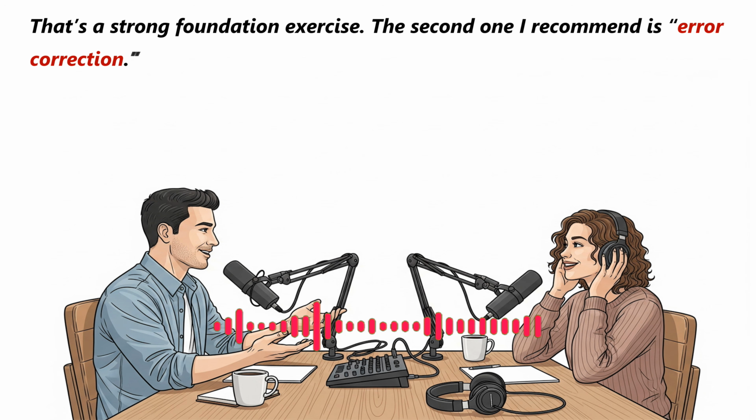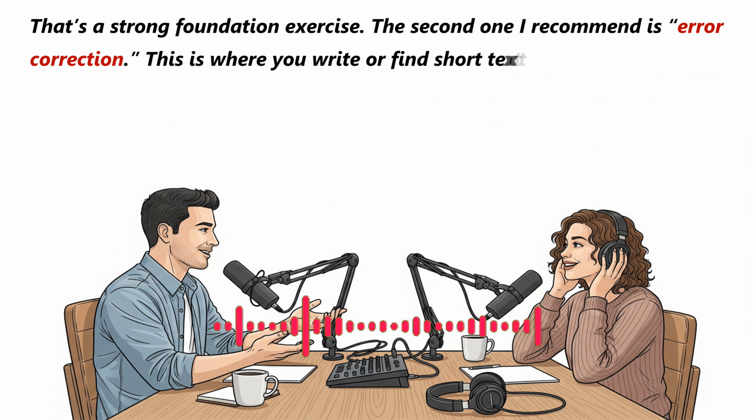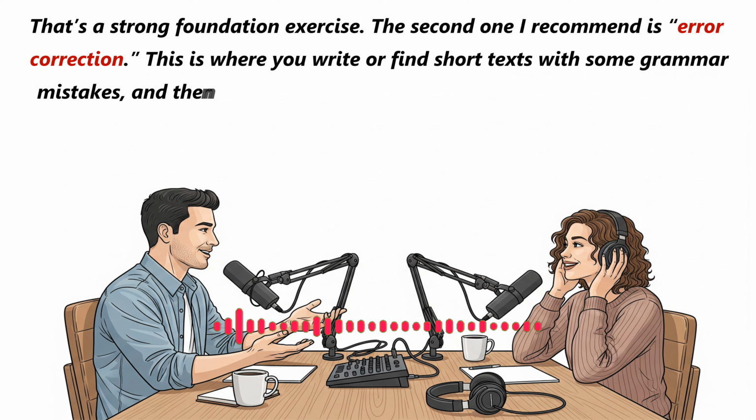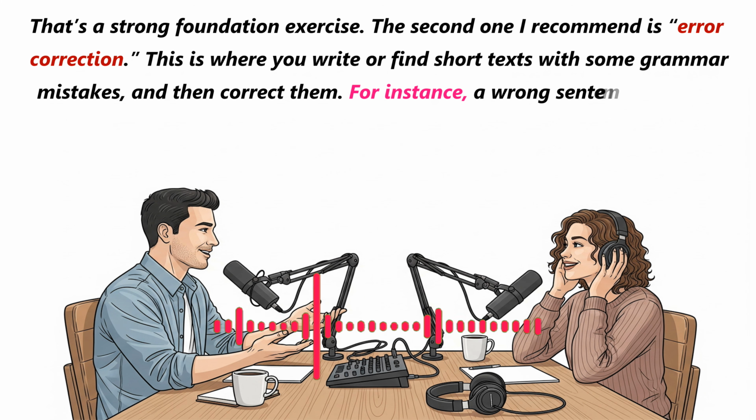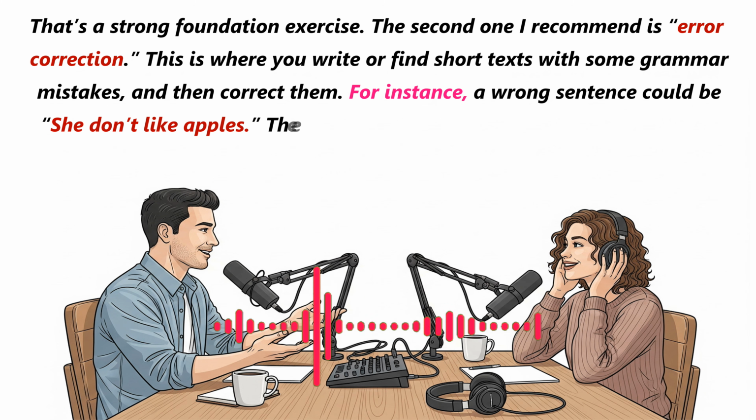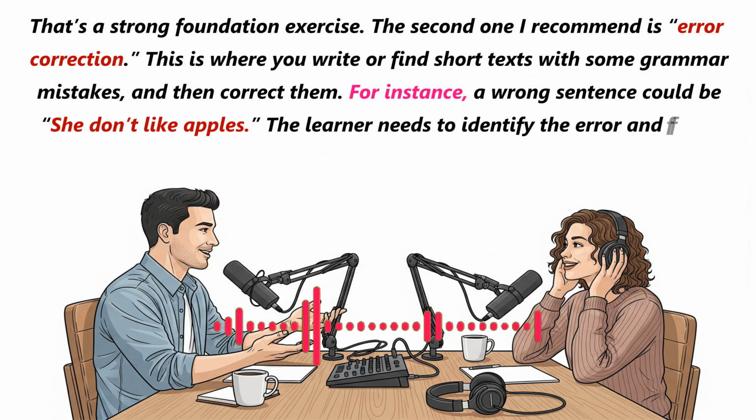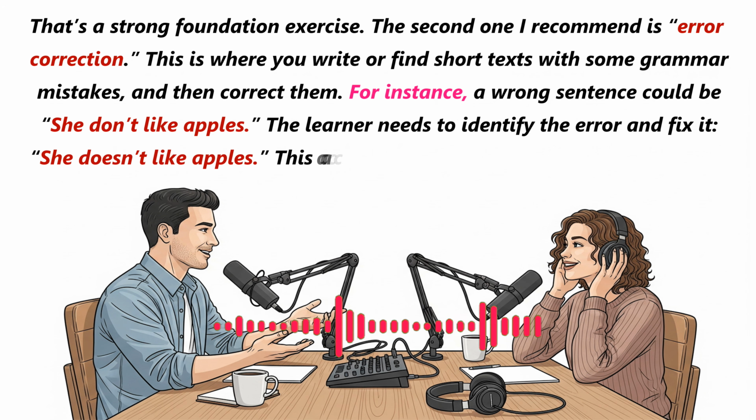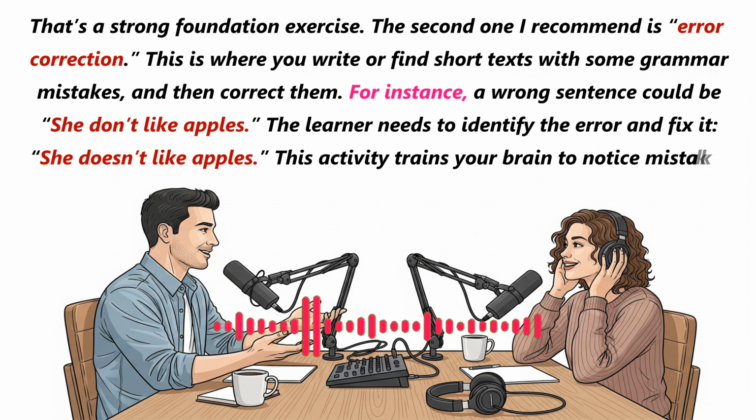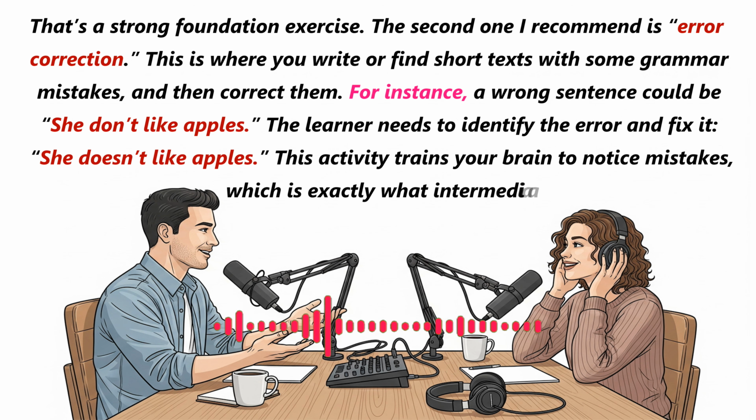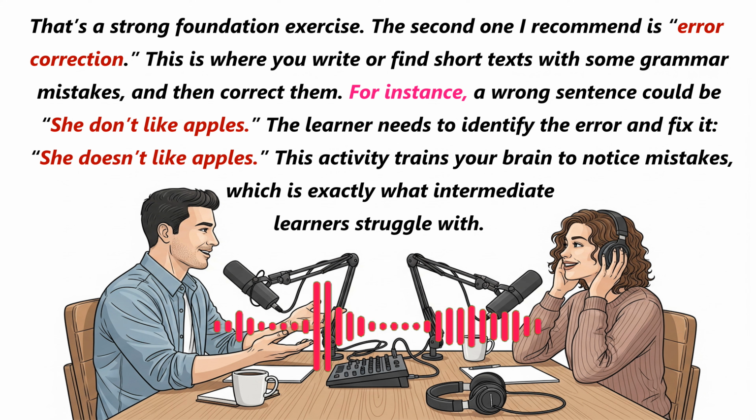The second one I recommend is error correction. This is where you write or find short texts with some grammar mistakes and then correct them. For instance, a wrong sentence could be, "She don't like apples." The learner needs to identify the error and fix it. "She doesn't like apples." This activity trains your brain to notice mistakes, which is exactly what intermediate learners struggle with.